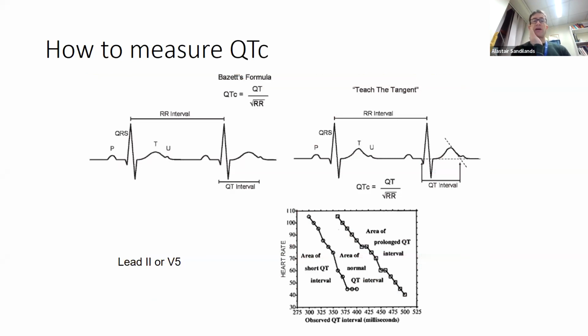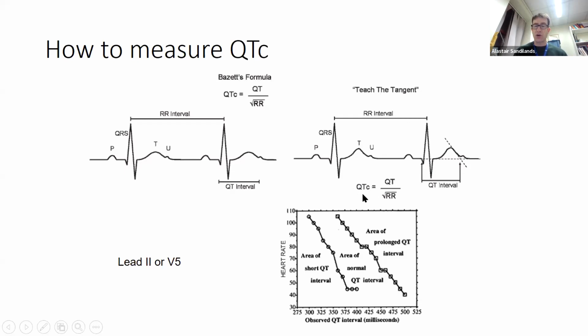So just to mention the QT interval, I don't think we'd ever ask you to measure it, but I've talked to you about this before. To recap, we use lead 2 or V5 normally because they normally have positive T waves in these leads. The heart rate will change your QT. We divide the QT by the square root of the RR interval to give you the QTc, which is roughly the same.